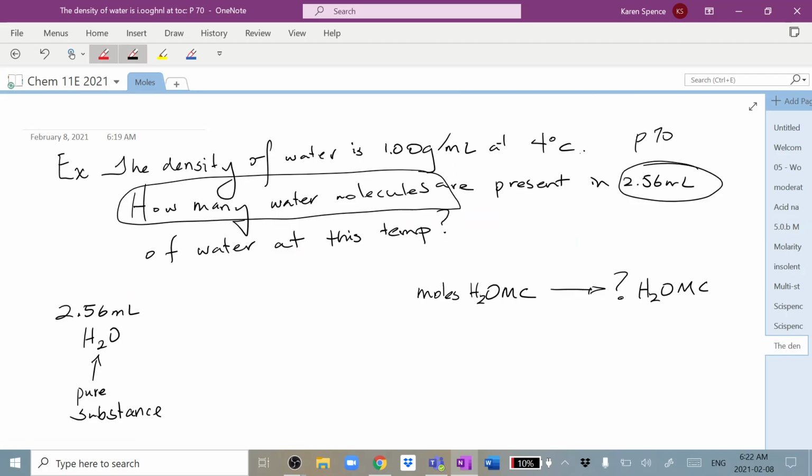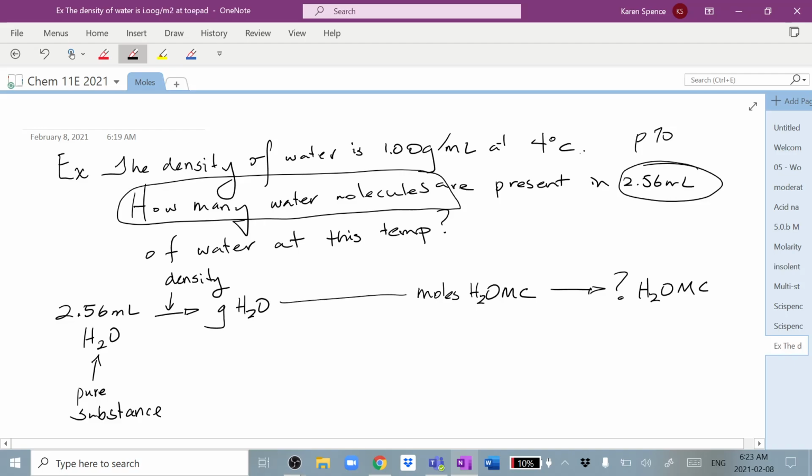So, working our way forward now, we have milliliters of water, which we can convert into grams of water using the density. We have grams of water, which we can convert into moles of water. The conversion factor between grams and moles is the molar mass. And finally, converting between moles of water and number of water molecules, that is Avogadro's number. All right, let's do this.